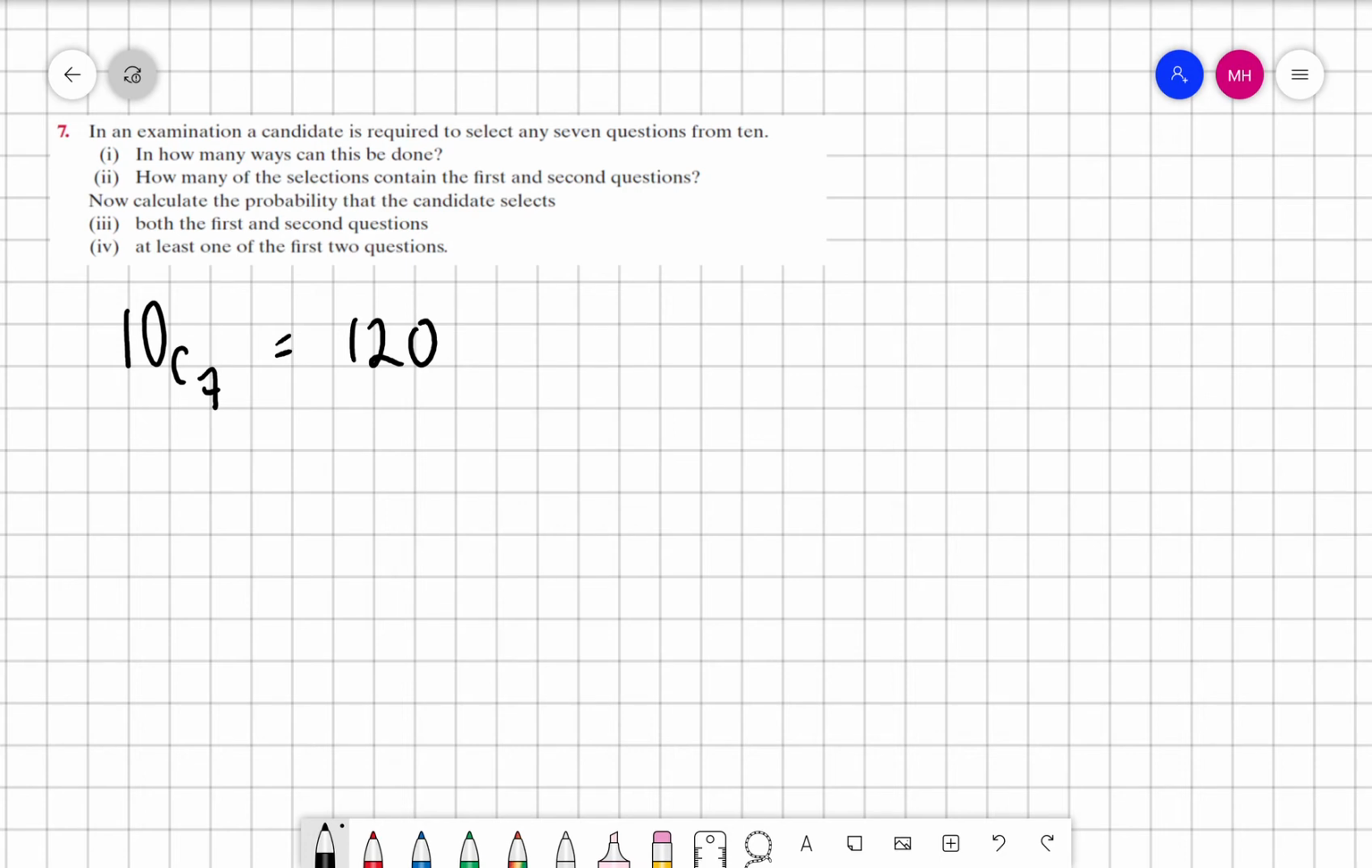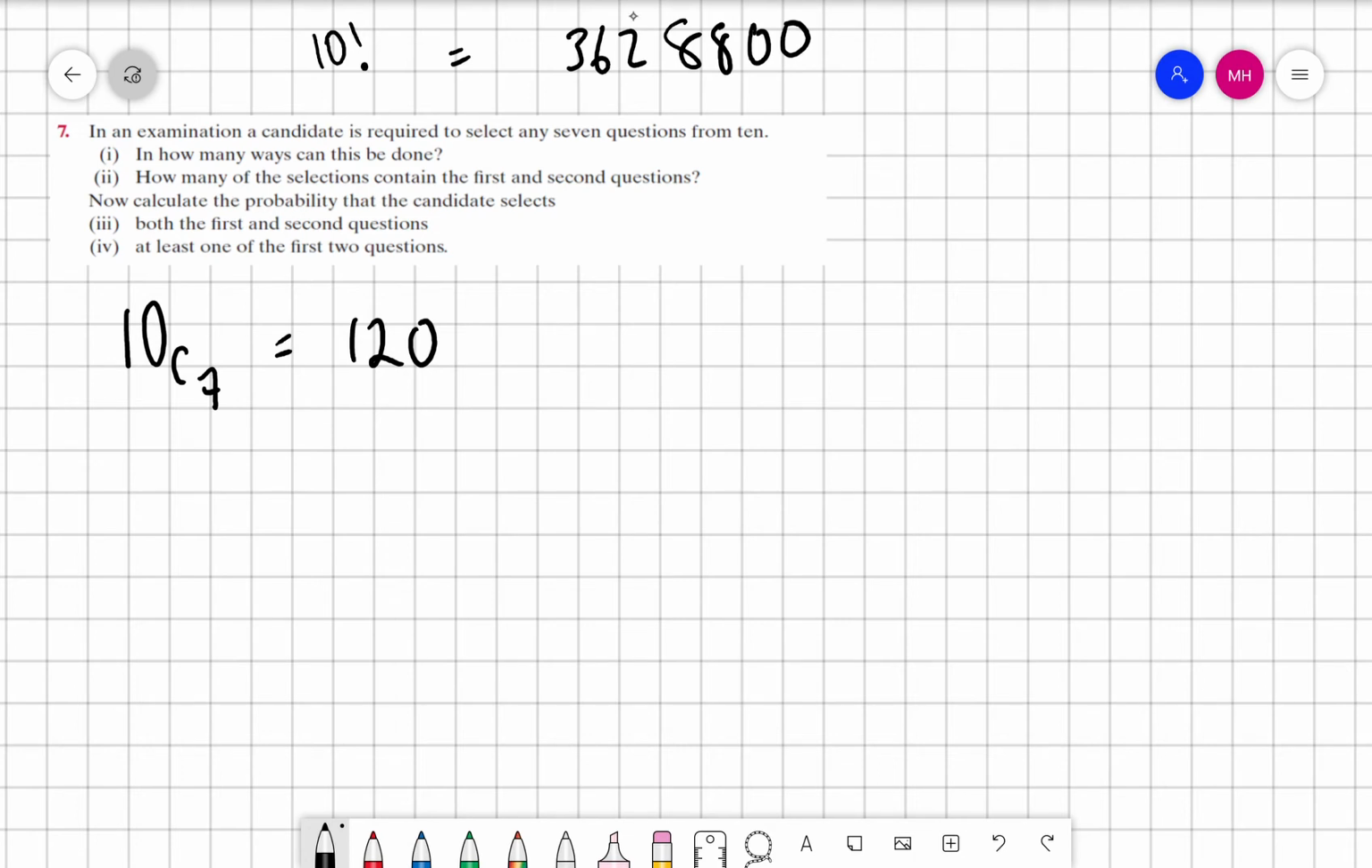Incidentally, if this question said in an examination, a candidate is required to answer 10 questions from 10, how many ways can they complete the exam? Well, that would be different. That would be 10 factorial. He could start at question 1, then jump to question 5, question 7, back to question 2. That would be 10 factorial, which I'll tell you now is equal to 3,628,800.